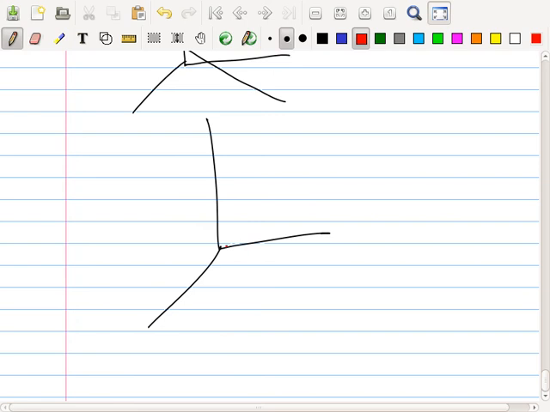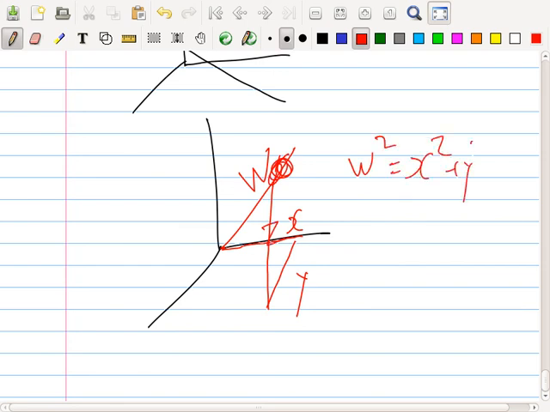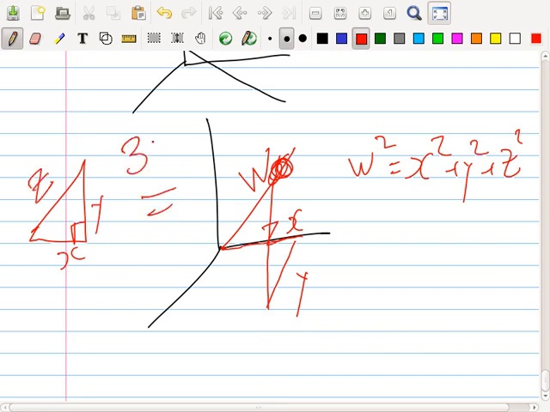They said if this distance here is W, and then this distance here is X, and then this distance here is Y, and then this distance up here is Z, you have W squared equals X squared plus Y squared plus Z squared. You know Pythagoras, yes? It's the same, but in 3 dimensions, 3D. Have you seen this before? Maybe not. Well, Pythagoras works in 3 dimensions also.